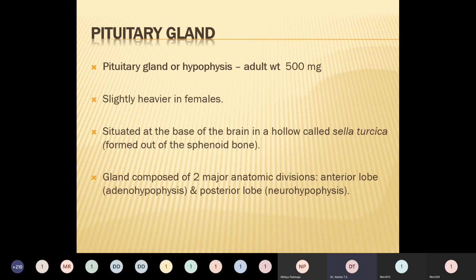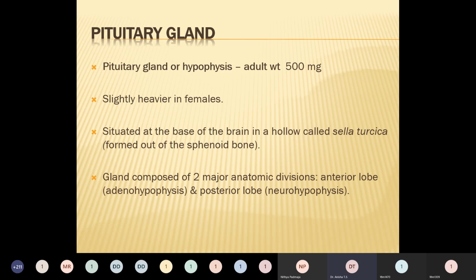Okay, so it's very small. In that also, in women it is slightly heavier. And where is it situated? It is situated in a small hollow cavity at the base of the brain called the sella turcica. This sella turcica is formed like a scooped out part in a bone called the sphenoid bone.